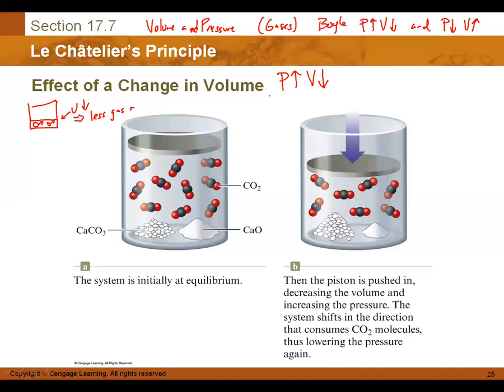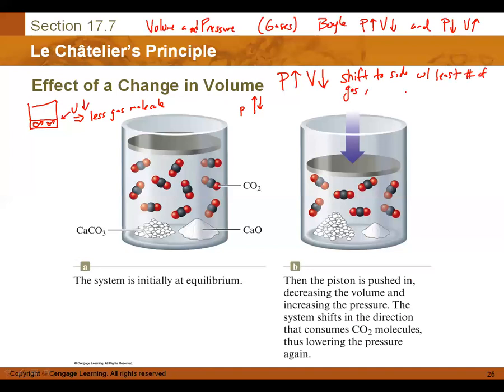So to fix that, in the smaller volume we actually will need fewer gas molecules. If you want to think about it this way, when you decrease the volume, the pressure starts to rise. So what we want to do is bring the pressure back down. In order to do that, we need to shift to the side that has fewer gas molecules. So we want to shift to the side with the least number of gas molecules.